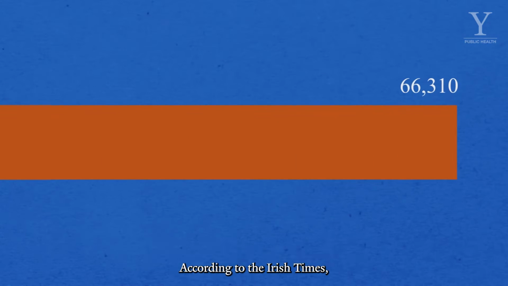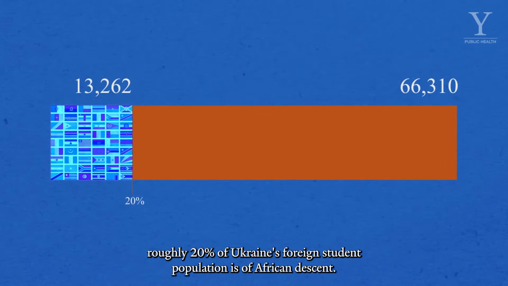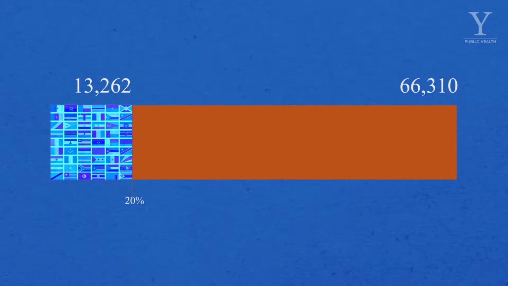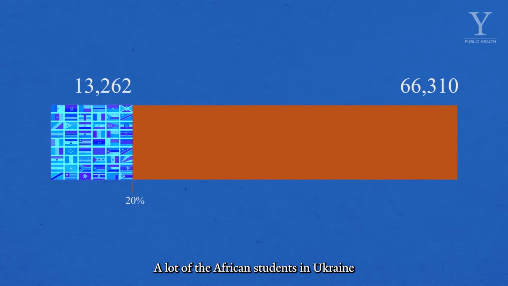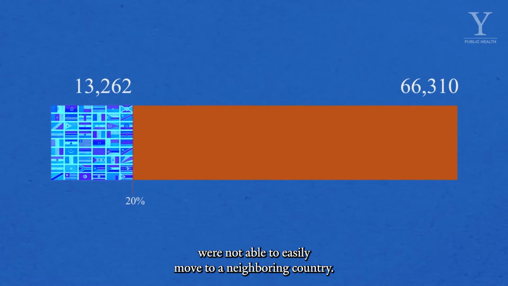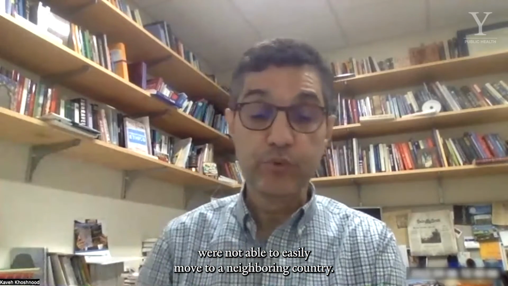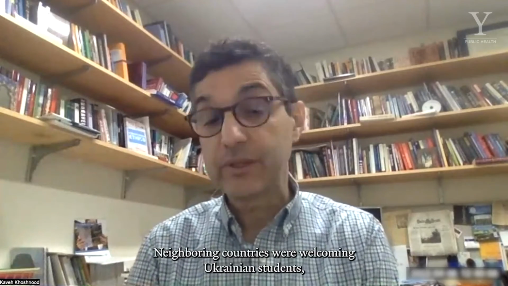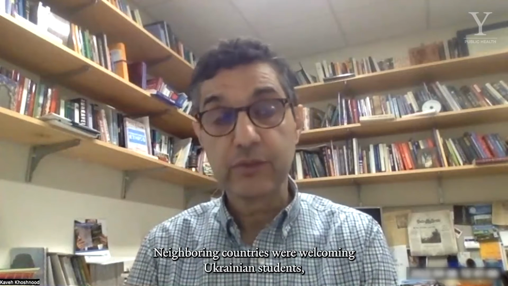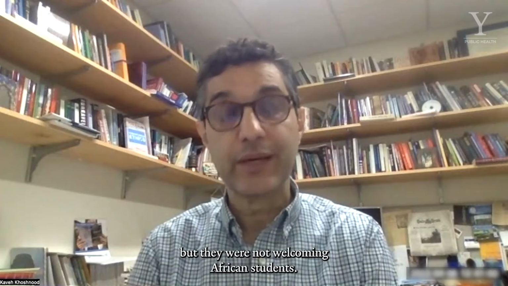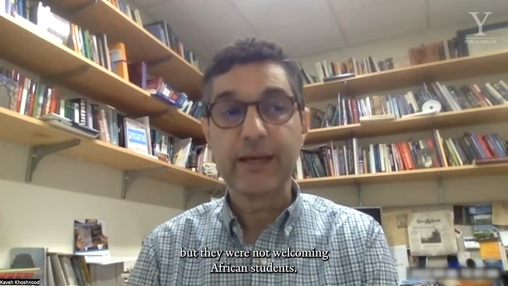According to the Irish Times, roughly 20% of Ukraine's foreign student population is of African descent. A lot of the African students in Ukraine were not able to easily move to a neighboring country. Neighboring countries were welcoming Ukrainian students, but they were not welcoming African students.